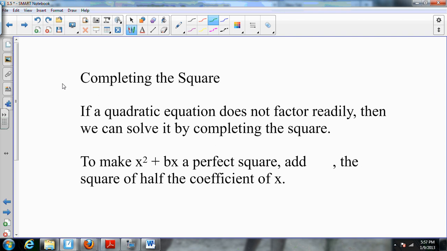Completing the square. If a quadratic equation does not factor readily, then we can solve it by completing the square. To make x squared plus bx a perfect square, we add the quantity b over 2 squared, which is the square of half the coefficient of x. So we're going to be using just x squared plus bx.